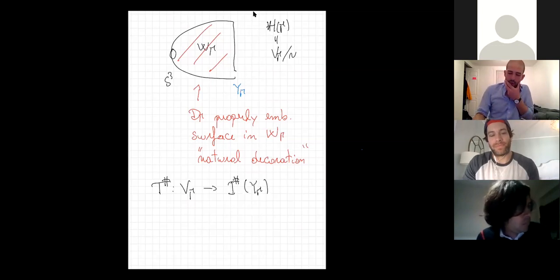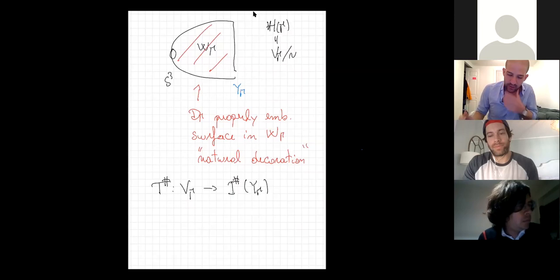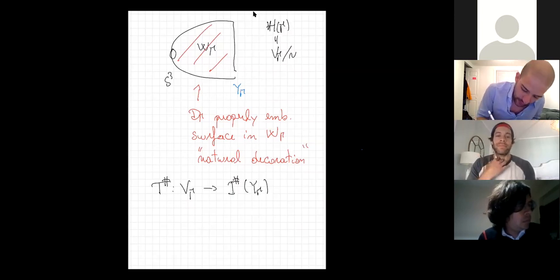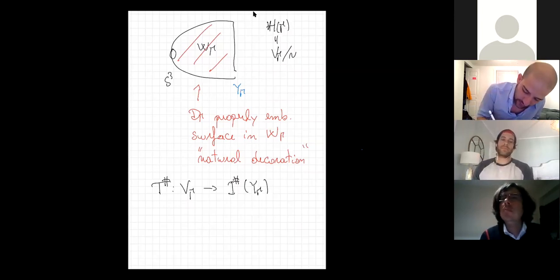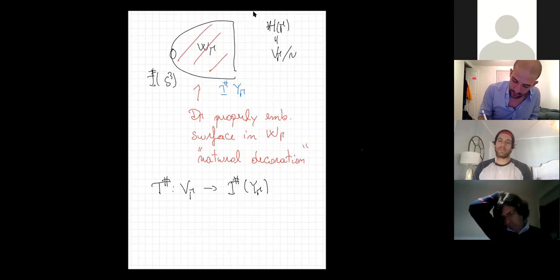And how do you do it? Well, this is some sort of tautological map. So first of all, you have to observe that this cobordism, equipped with the proper decoration and then with the characteristic vector, gives a map in between I sharp of S3 and I sharp of Y gamma.